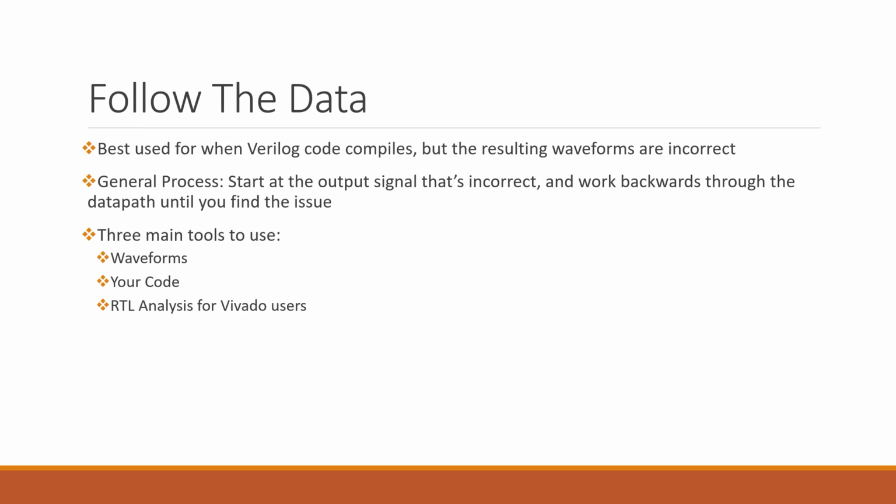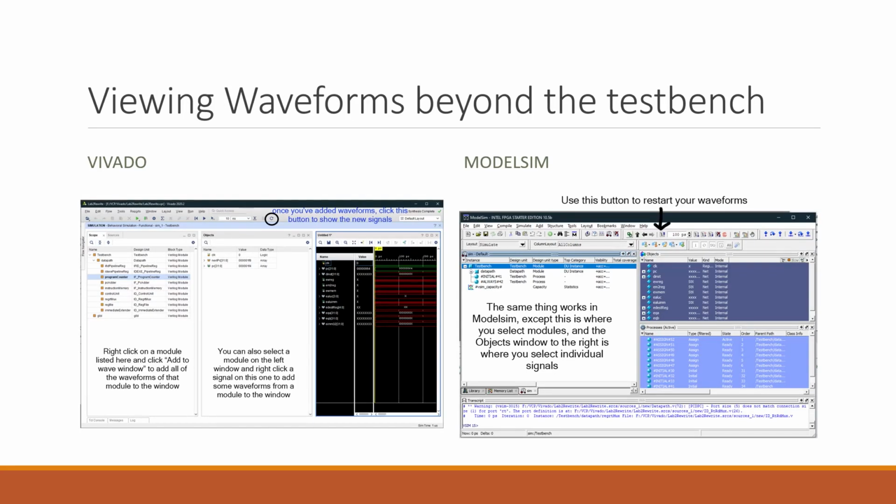The general process for this is that you start at the output signal that's incorrect, and you slowly work backwards through all the data path modules until you find the issue. There's 3 main tools that you can use: your waveforms, your code, and if you're using Vivado, RTL analysis. I want to show you all real quick how to view waveforms beyond what your test bench shows.